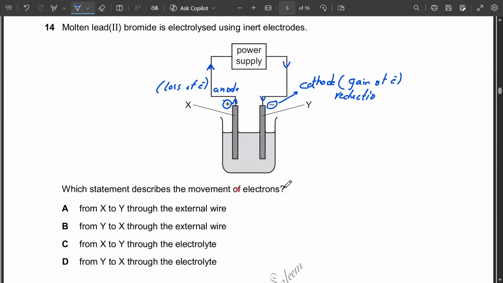Which statement describes the movement of electrons? So, from X to Y through the external wire, or from X to Y through the electrolyte. So it is not through the electrolyte. This is the electrolyte, which is the liquid portion. So electrons do not move within the electrolyte. Instead, they move through the external wire. So option A is the correct option.